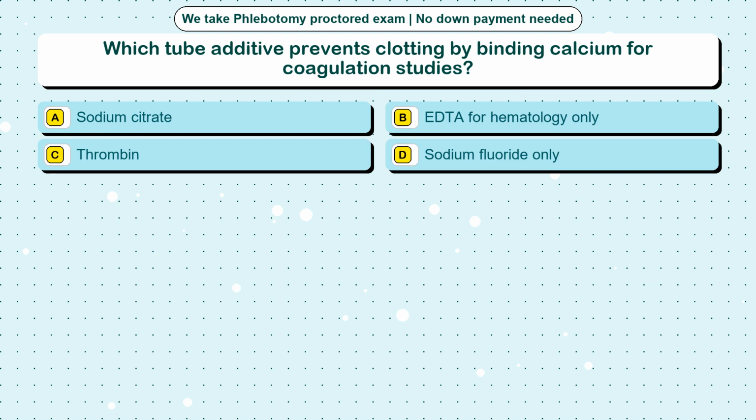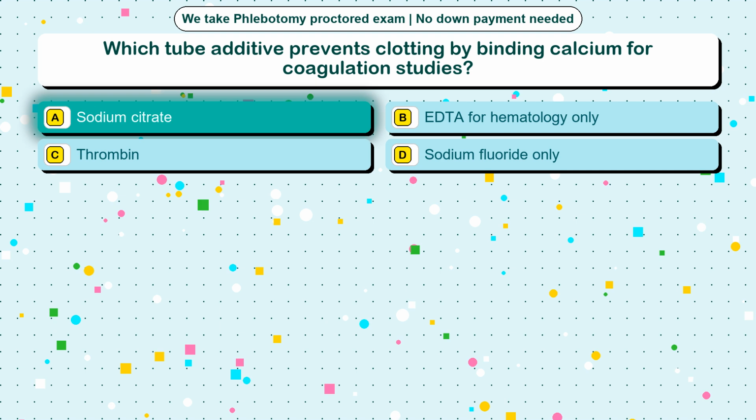Question 21. Which tube additive prevents clotting by binding calcium for coagulation studies? Option A, sodium citrate. Option B, EDTA for hematology only. Option C, thrombin. Option D, sodium fluoride only. The correct answer is option A, sodium citrate.